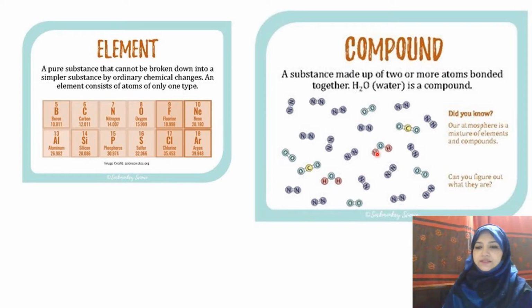And now, compounds can be broken down into simple substances. That means if we break a water molecule, you get two hydrogen atoms and one oxygen atom. If we break carbon dioxide, you will get one carbon atom and two oxygen atoms. Okay, I think it is clear what is compound and what is element. These are the classifications of pure substances.